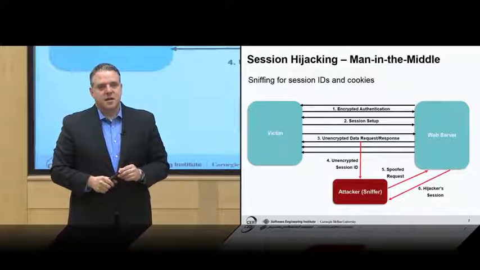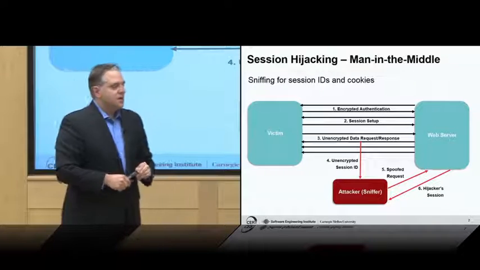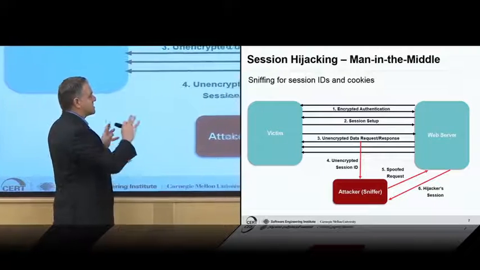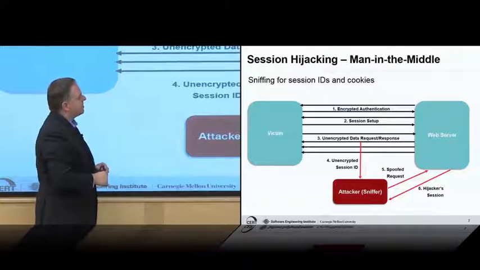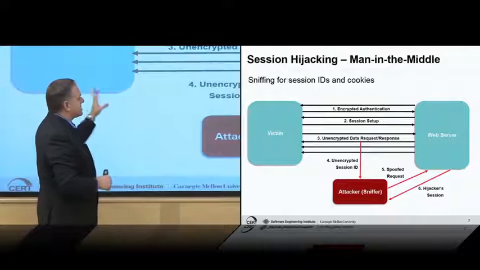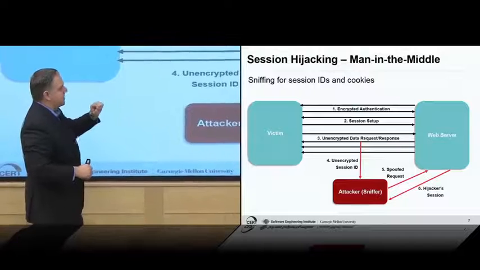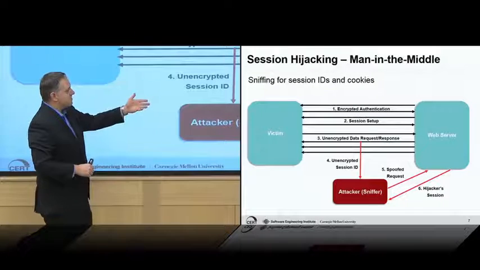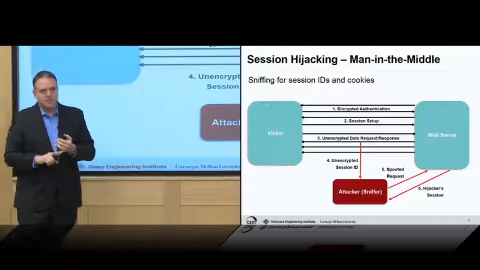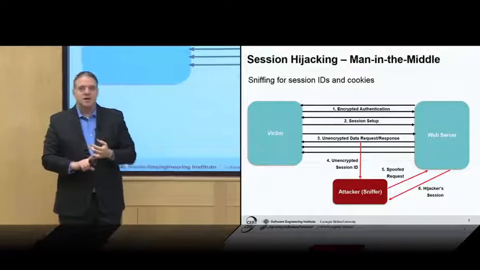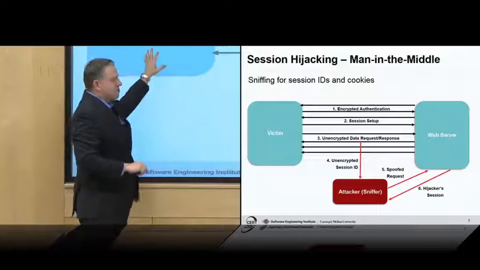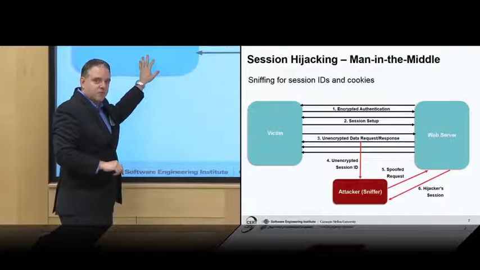Man-in-the-middle attacks, not as common as they used to be. It's somewhat difficult to pull these off unless you're actually sitting somewhere along this path between the web server and the victim. But as the victim and the web server are setting up their communication, some type of data is going to come from the web server back to the client. It's going to be a session ID, it's going to be a cookie, it's going to be something that is going to allow the web server to identify the victim going forward.